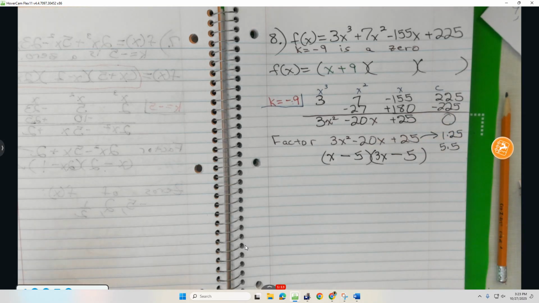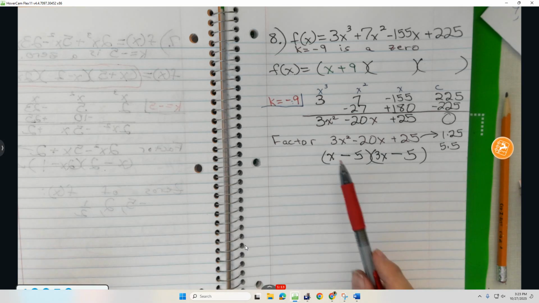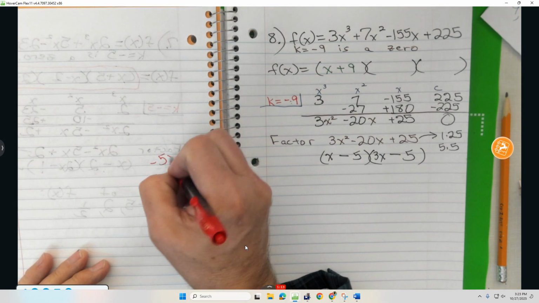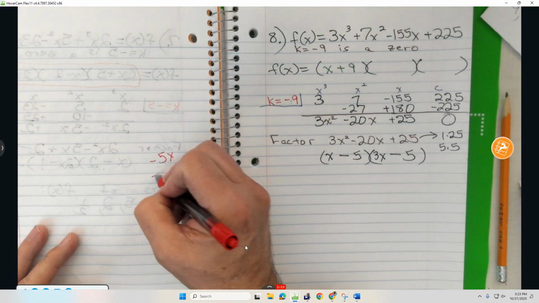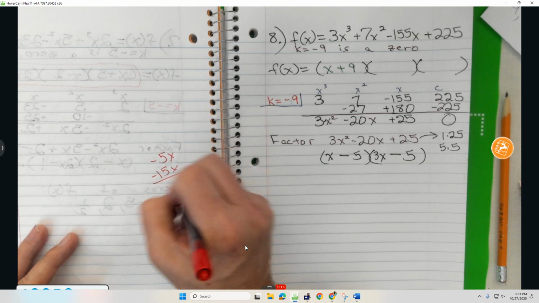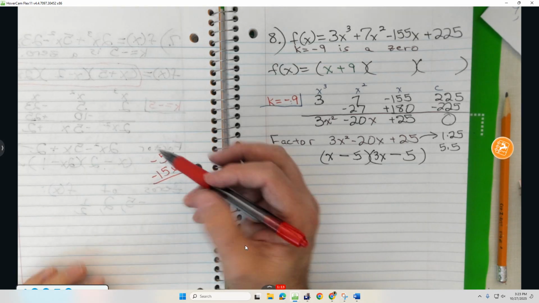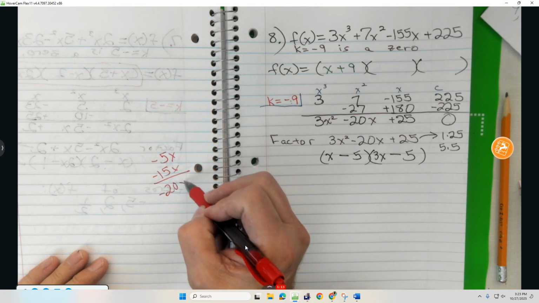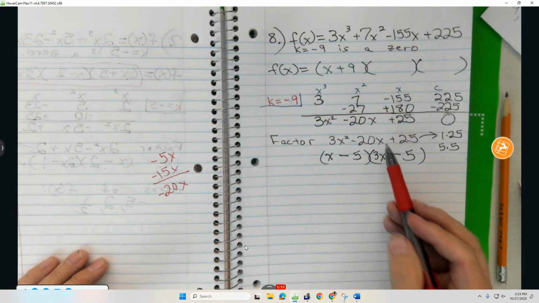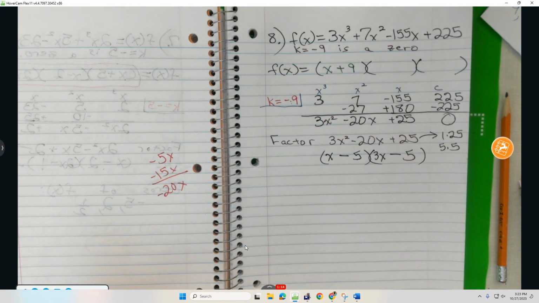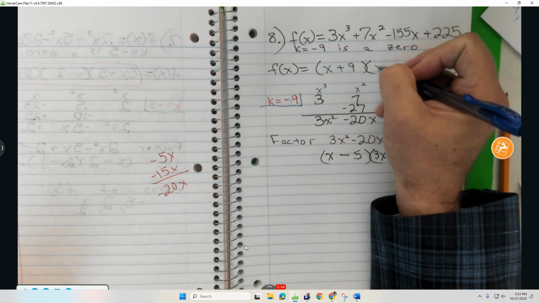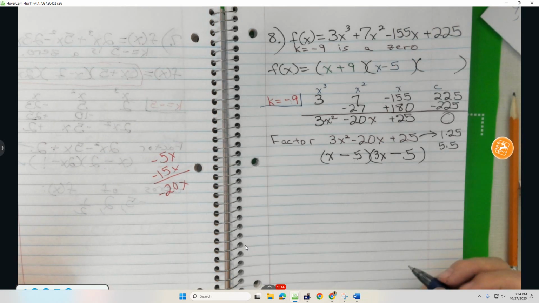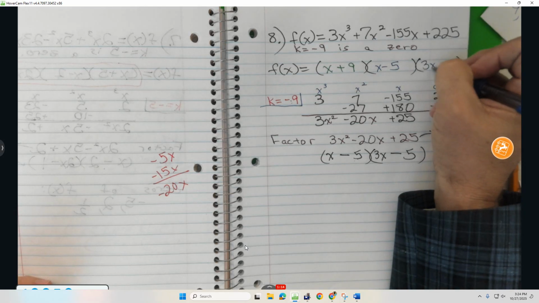Okay. And if you check the outer product, x times a negative 5 is a negative 5x. Negative 5 times a 3x is a negative 15x. Negative 5 minus 15 is a negative 20x. Is that what we needed? Yes, it is. So my other 2 factors are x minus 5 and 3x minus 5.